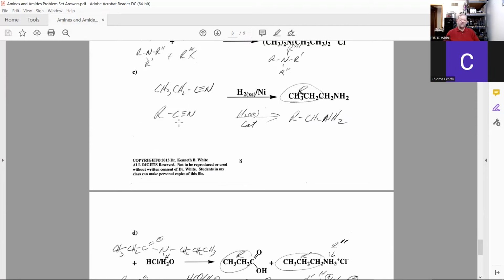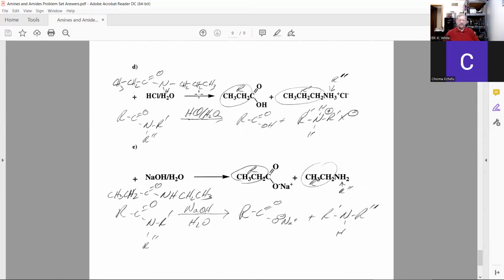Now, let's look at C. If you have a primary amine and you're reacting something with hydrogen and nickel, what do you start with? A nitrile. And remember, one of the carbons in this chain here is the nitrile carbon, carbon triple bond to nitrogen. And with that, this is my R group, and that's my nitrile. And here I have the synthesis.